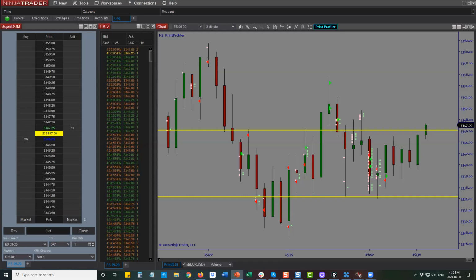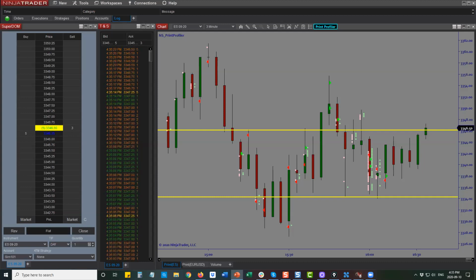MJ says, can the print and the bars of the print profiler show sequential decline in the buying and selling, similar to the NOFT order flow sequence tracker? Yes, that's the trap traders.